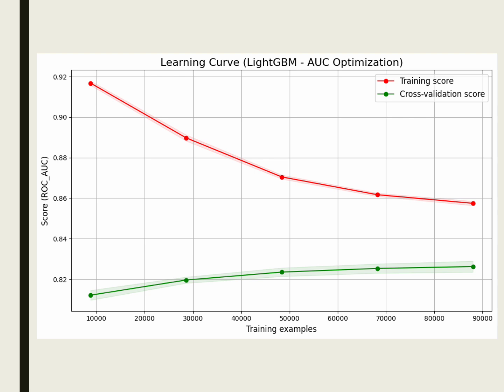As shown in this learning curve plot for LightGBM, my strategies worked. You can observe a very healthy, narrow gap between the red training score and the green cross-validation score. Both curves stabilize nicely as the sample size increases. This proves that my model generalizes well to unseen data and does not suffer from severe overfitting.